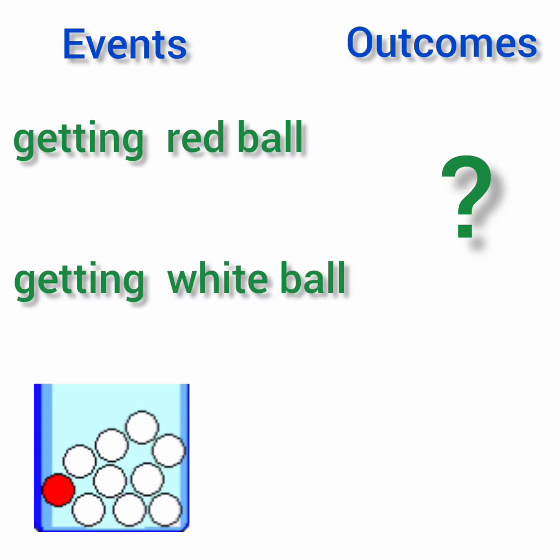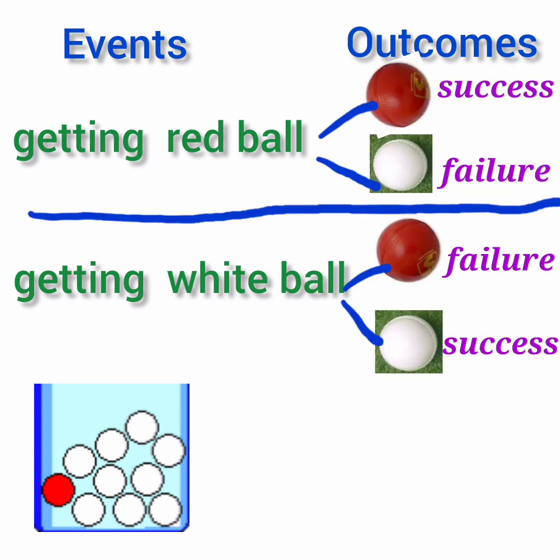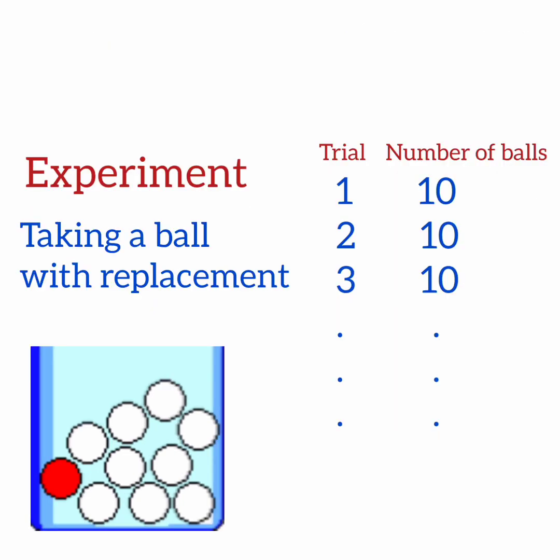Now the possible events are listed here. One is getting a red ball, another one is getting a white ball. Now if the assigned event is getting a red ball and suppose the outcome is a red ball, it means a success. And if the outcome is a white ball, then it is a failure case. And similarly, if the assigned event is getting a white ball, the respective outcomes red and white are treated as failure and success cases.